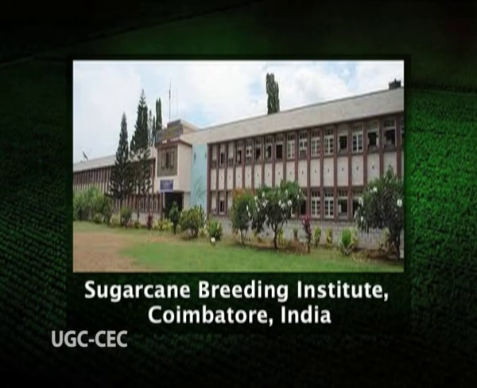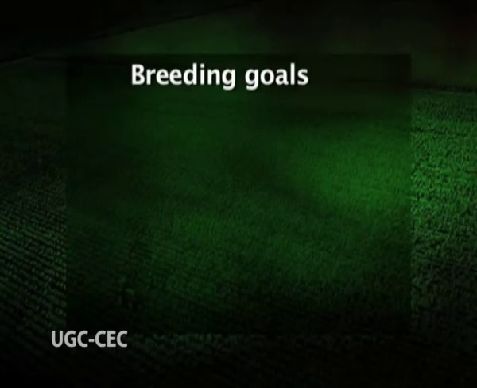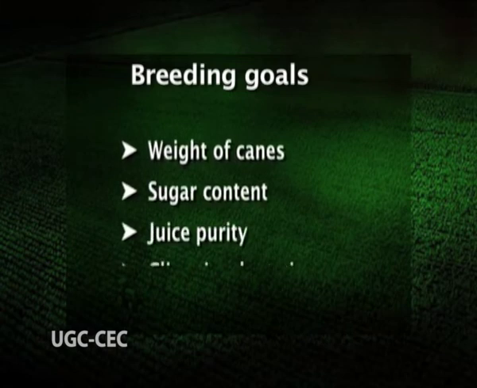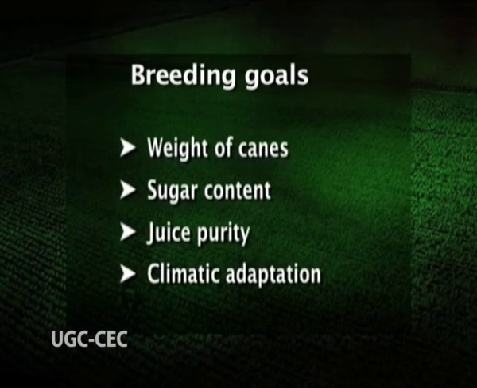Sugarcane Breeding Institute, Coimbatore, India, one of the pioneering sugarcane breeding institutes in the world, was established in 1912. The main objective is evolving superior varieties of sugarcane suitable for various agroclimatic zones in India. Breeding goals are to improve weight of the cane, sugar content, juice purity, and climatic adaptation.